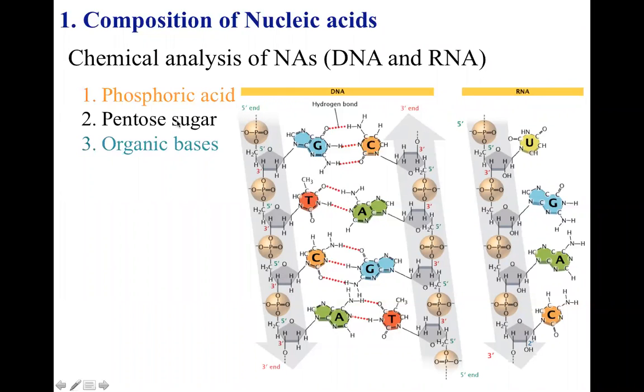And the second composition of this nucleic acid is pentose sugar. This is the pentose sugar, which has 5 carbon molecules. And the next one is organic bases. So these are the organic bases. In case of DNA, we have adenine, thymine, guanine, and cytosine. And in case of RNA, along with this phosphoric acid and pentose sugar, we have adenine, uracil, guanine, and cytosine.